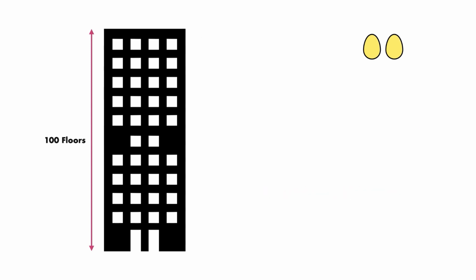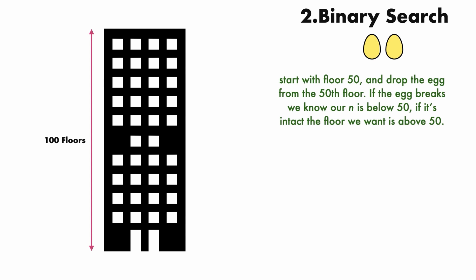The next approach will be the binary search approach. My first thought is that we can immediately rule out binary search because we only have two eggs. With a binary search strategy, we would start with floor 50 and drop the egg from the 50th floor. If the egg breaks, we know our n is below 50. If it's intact, the floor we want is above 50.